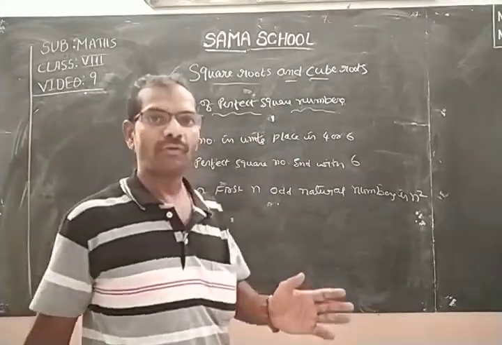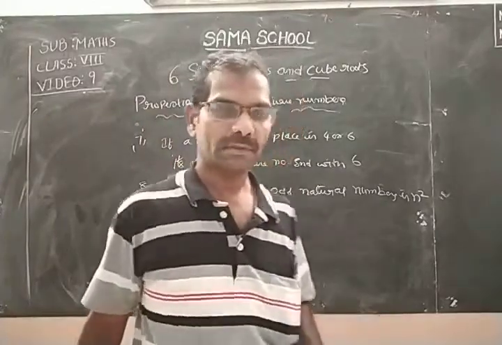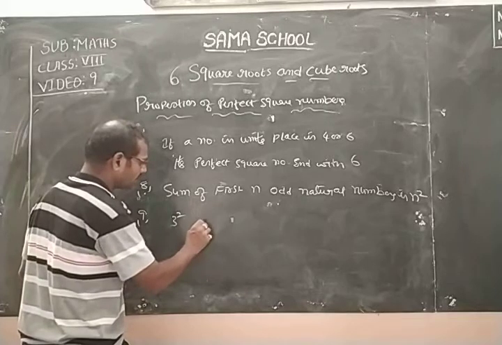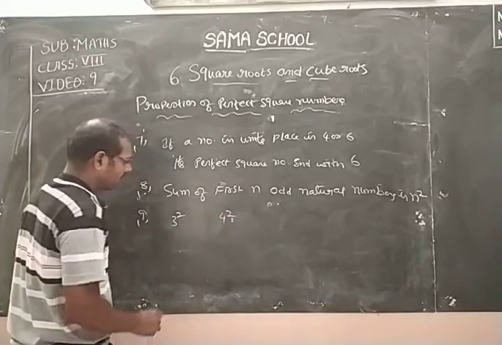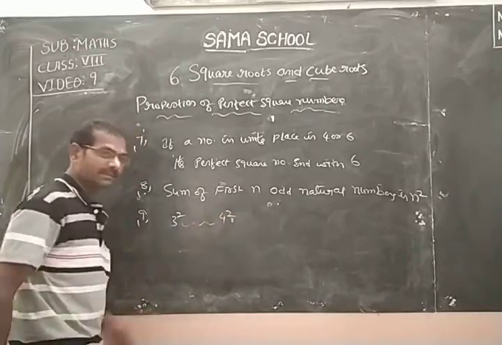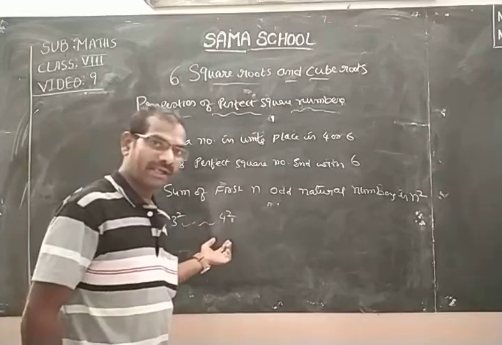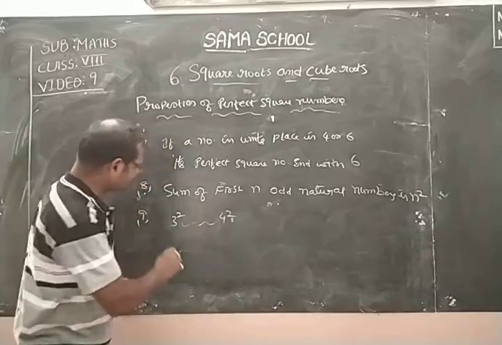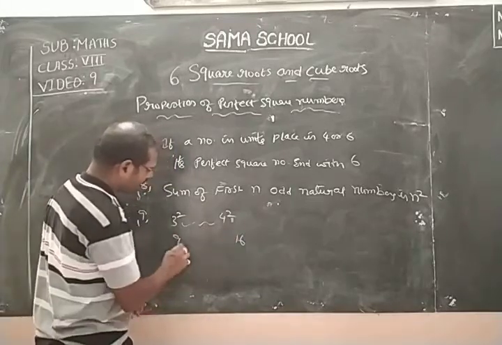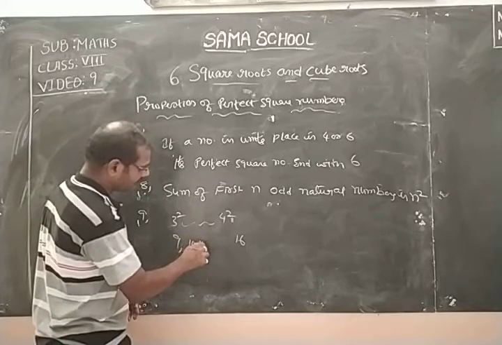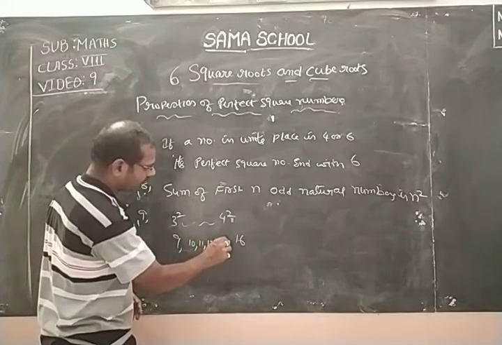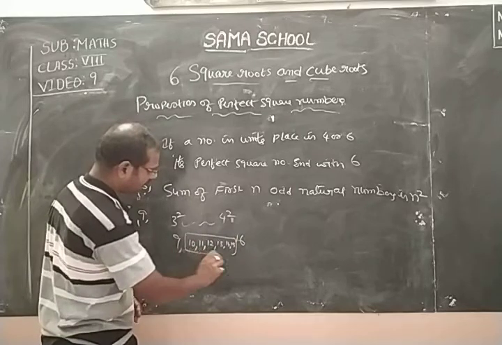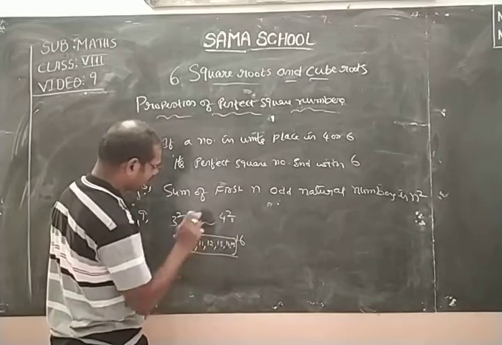Suppose the squares of two consecutive numbers are there. Suppose 3 square, and the next consecutive number 4 square. How many non-perfect square numbers are between these two? That means 3 square is 9, and 4 square is 16. After 9 come 10, 11, 12, 13, 14, 15. How many are there? 1, 2, 3, 4, 5, 6.